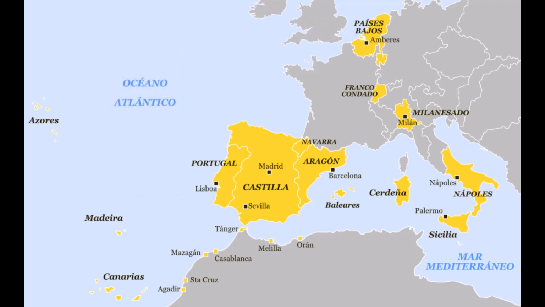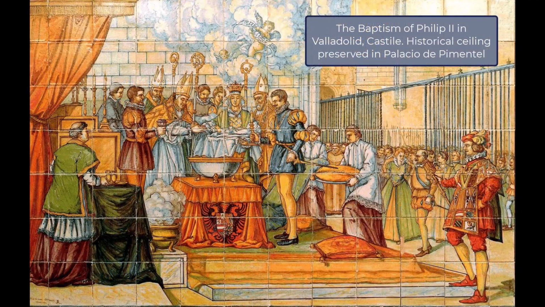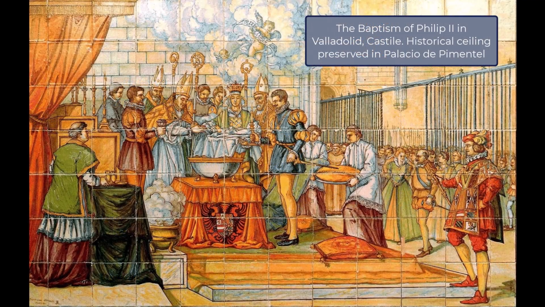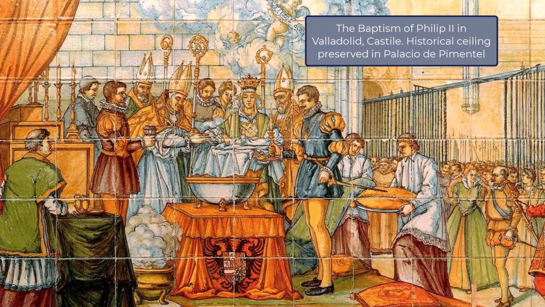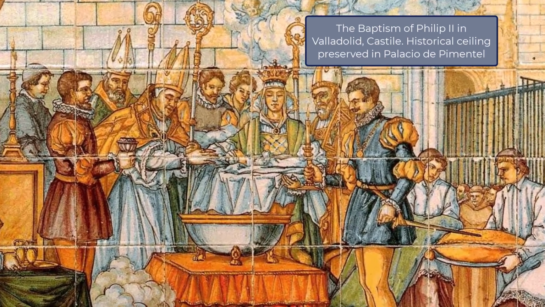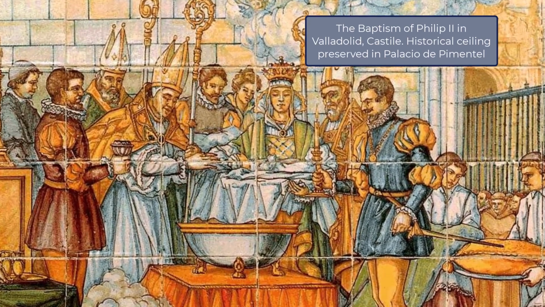He was additionally the Duke of Milan, and, most relevant to our story, he was Lord of the 17 provinces of the Netherlands. And he was Catholic, very Catholic. Philip felt that he was the chief defender of the Catholic Church throughout Europe. Small wonder, as he ruled most of it.